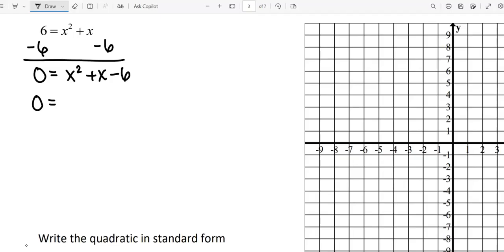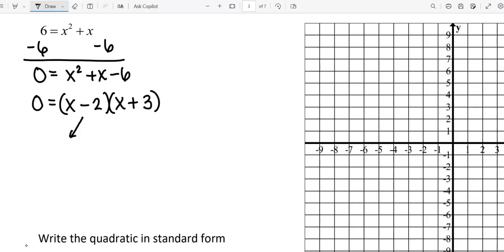How are we going to factor this? Trial and error. Okay. My factors are going to start with x. And then factors of what number? 6 that give me 1. What are they? 2 and 3. How do I get a positive 1? 3 minus 2. Perfect. All right.